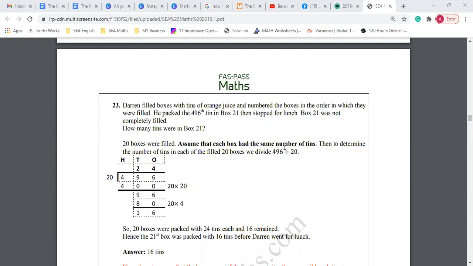Yes, this is the solution. The question number is 23. We're in section 2. This is the solution. You have the answer at the bottom, yes, because we're doing the answer now.